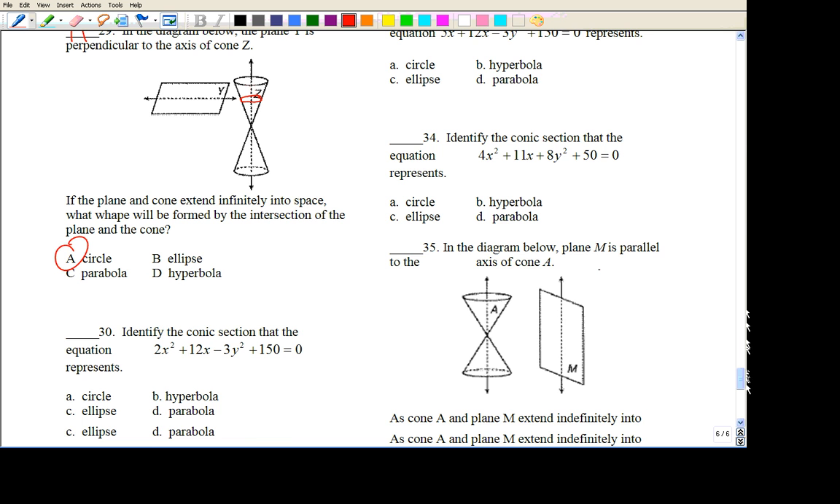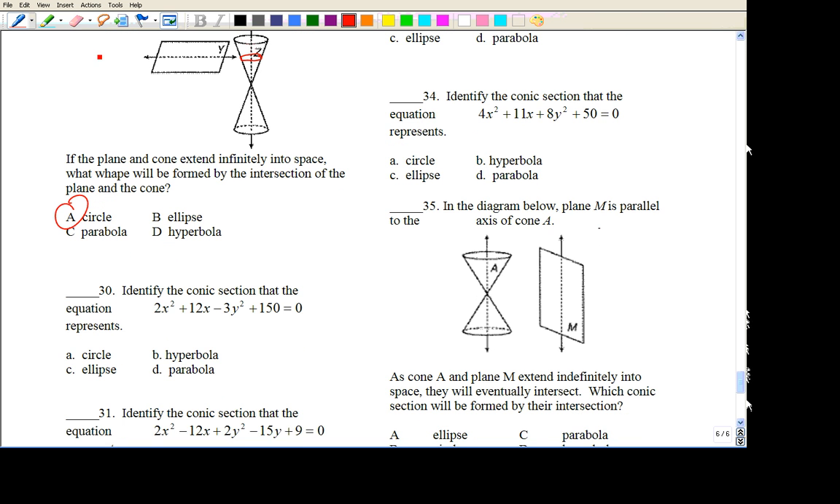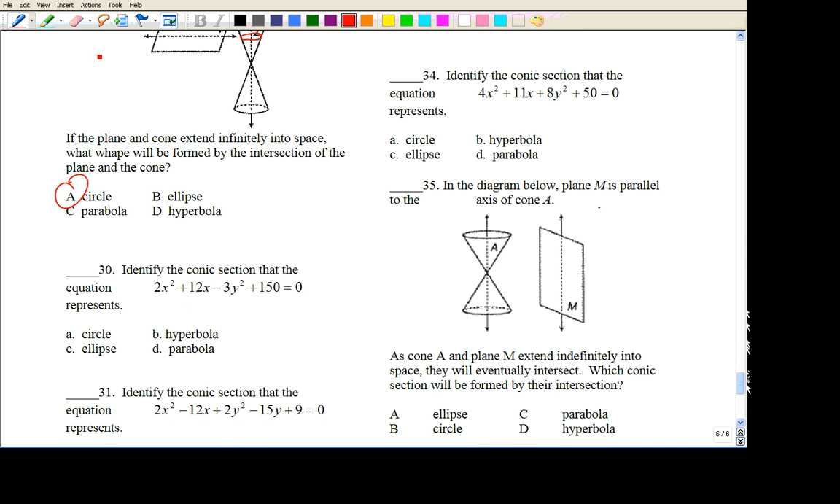On number 30, identify the conic section that the equation 2x squared plus 12x minus 3y squared plus 50 equals 0 represents. So if you look, we only look at the x squared and the y squared terms. These two numbers are different numbers and we have different signs. So anytime you have a different sign, that means you're going to have a hyperbola. So this is a hyperbola.